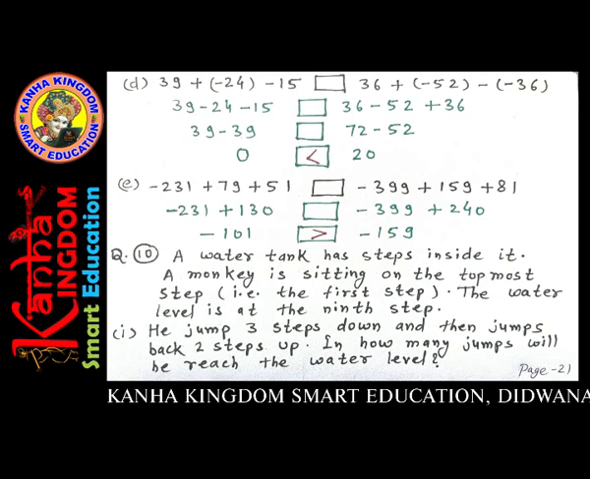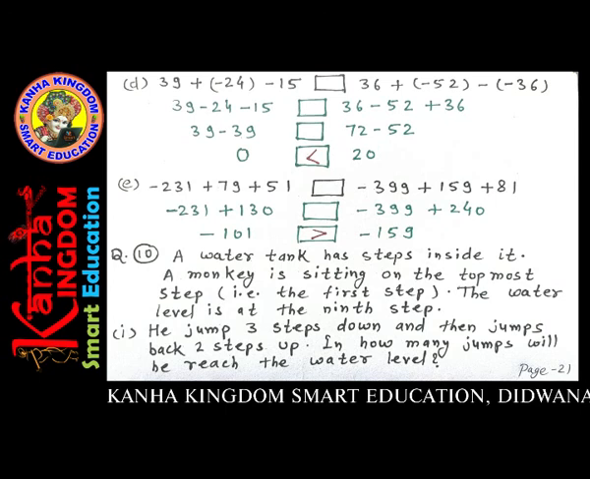Question D. 39 plus -24 minus 15. -24 and -15, answer is -39. So plus 39 minus 39, answer is 0.